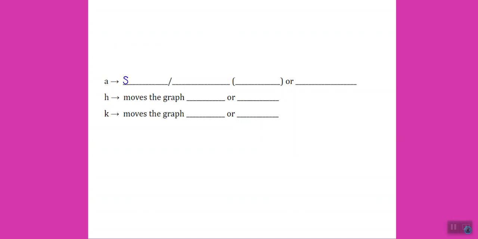A stretches or shrinks the graph. This is called a dilation. It can also flip the graph over the x-axis. H moves the graph left or right, and K will move the graph up or down.